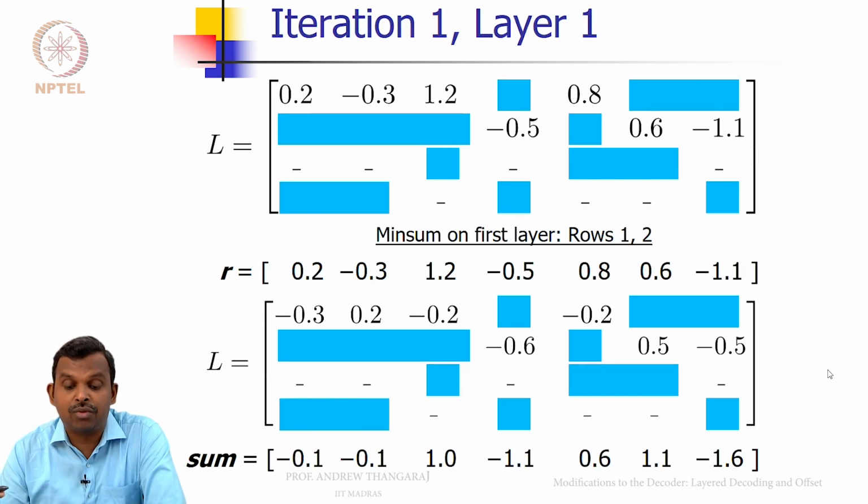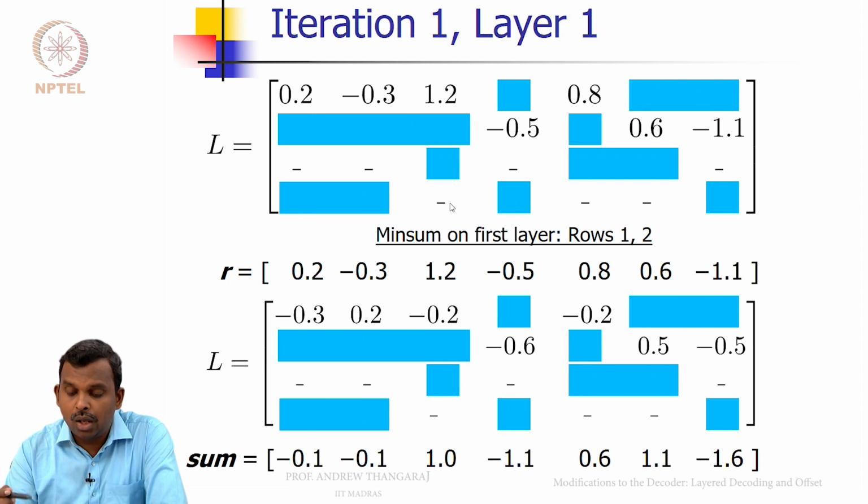So after we initialize, we jump into the iteration. This is iteration 1, layer 1, and we saw that L was initialized in this fashion. These values went and sat there, and now you do row processing. How do you do row processing? We use MinSum. As always, we use MinSum.